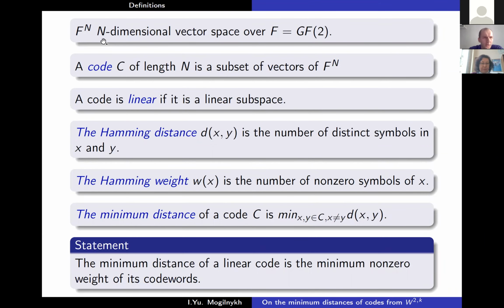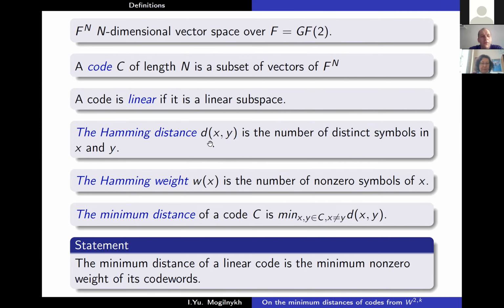By F to the n, I denote the n-dimensional vector space over the field of two elements. A binary code of length n is a subset of vectors from F to the n. A code is called linear if it is a linear subspace.